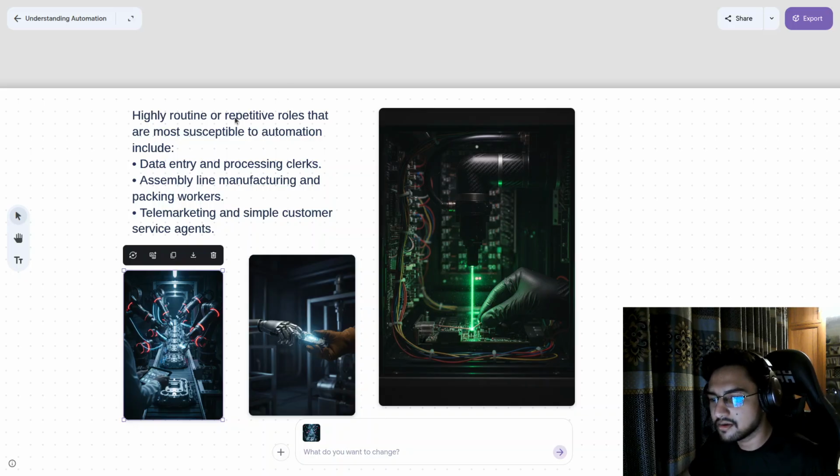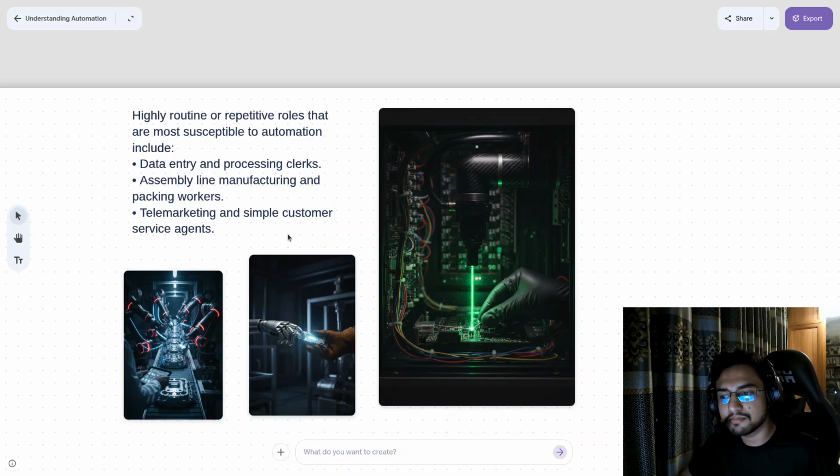And then we have telemarketing and simple customer service agents. Most of the time, if you are using, let's say, banks like Brac Bank or Citibank, whenever you call their customer service office, you'll see that there's an automated voice which says, to get the customer service, dial 0; to get this kind of service, dial 1. So there was a time when you had to call someone, and then they would transfer your call to another department, and that doesn't exist anymore.